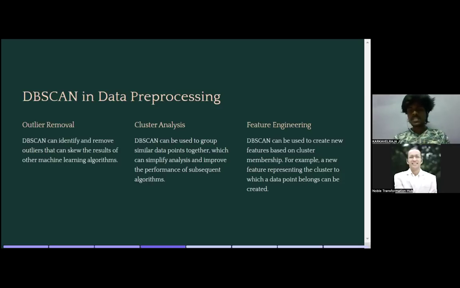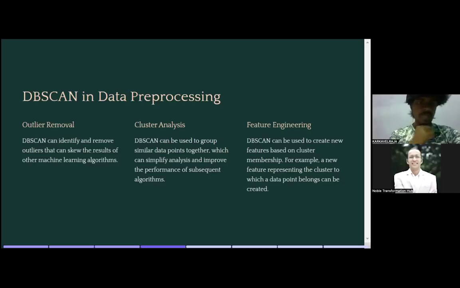Next, feature engineering. DBSCAN can be used to create a new feature based on the cluster membership. For example, a new feature representing the cluster to which a data point belongs can be created. I will put it in a simple manner, guys. I think this is going to be the 20th or 25th time we are explaining feature engineering. Whenever you are able to create a new feature from the existing features, it is called feature engineering. DBSCAN allows us to create feature engineering columns.